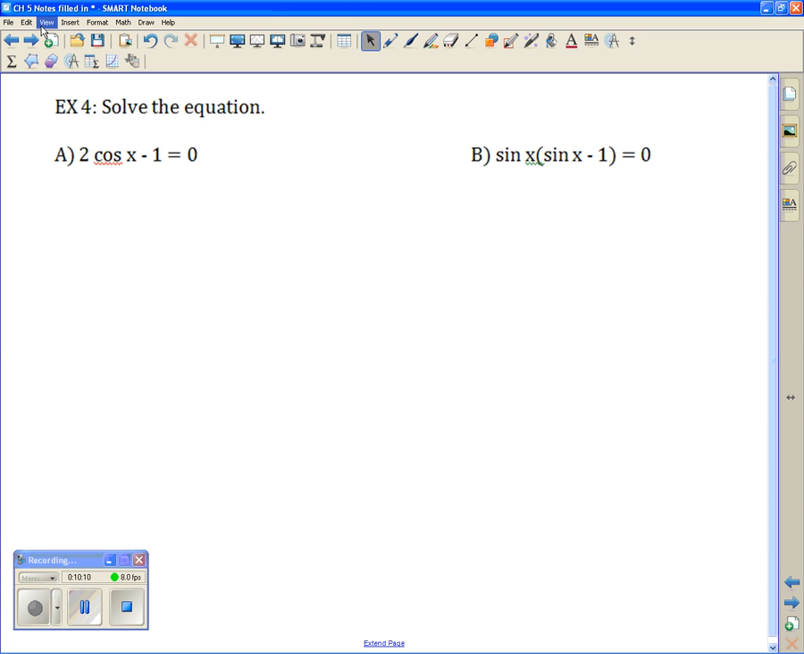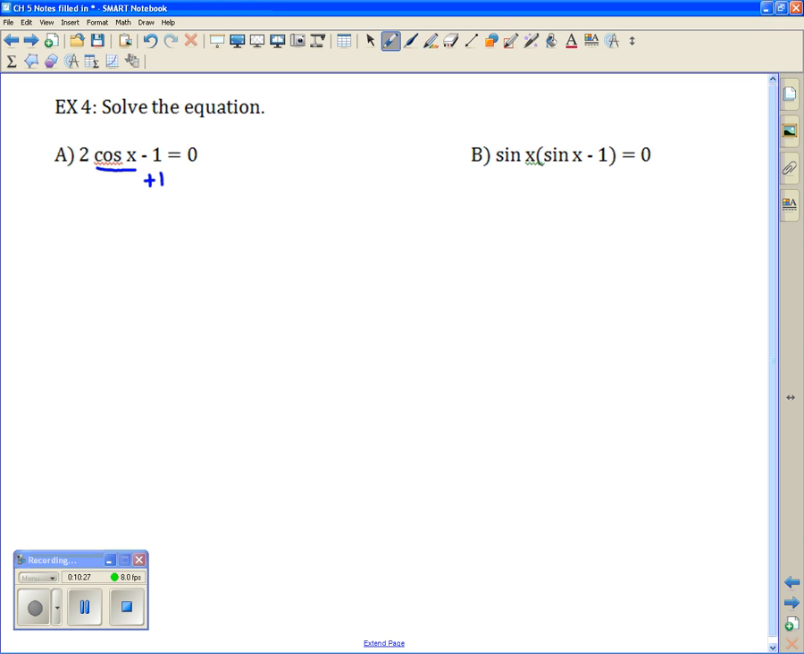Now we are ready for some of the more interesting problems. First one, you need to take these very slowly and really think through them. In this problem, there is one trig function. It's cosine. I need to isolate that cosine. And you would do that using basic algebra rules.